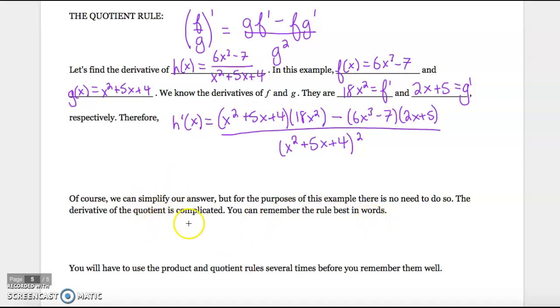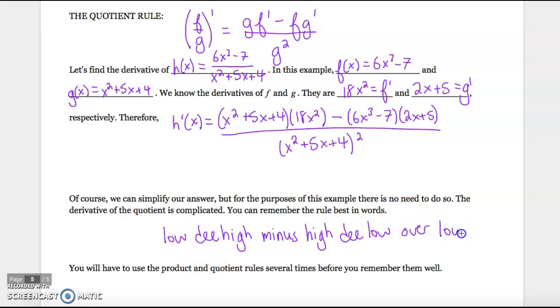So when you are trying to find the derivative of a quotient, we use the words low, implying that your low function goes first, and then d high, which means the derivative of your high function, minus high, so your high function, and then d low. That's the derivative of your low function. And then at the end, so low d high minus high d low over low squared.